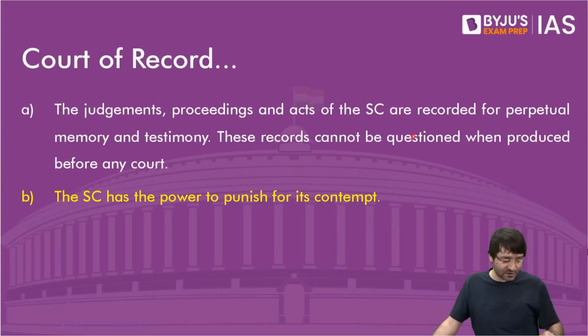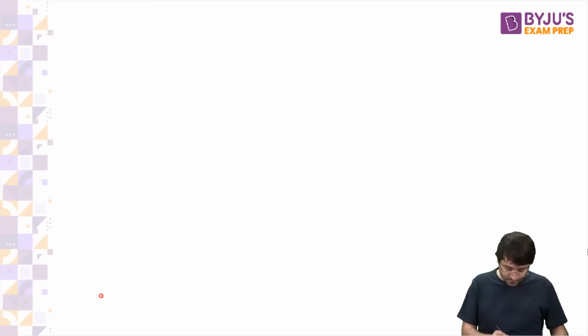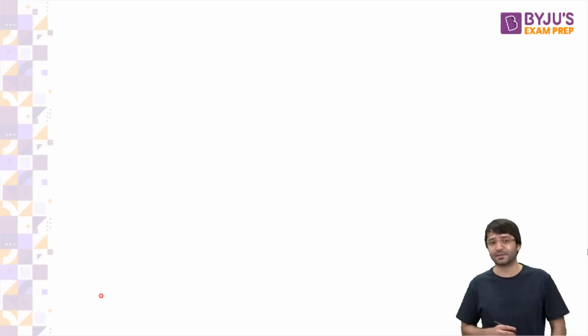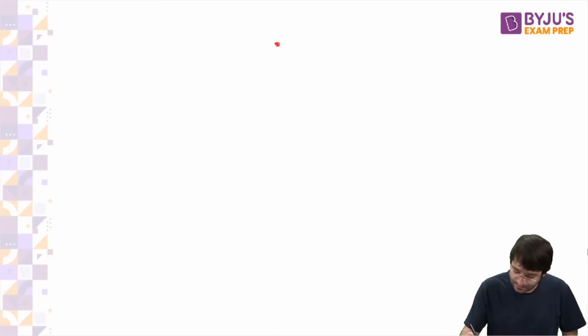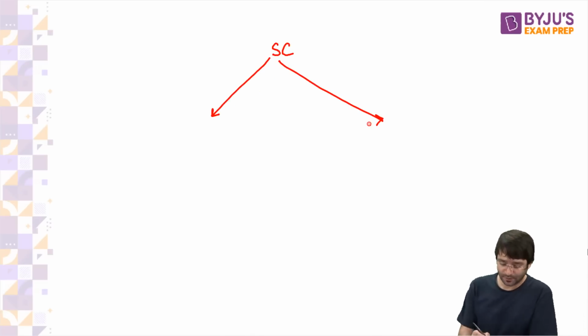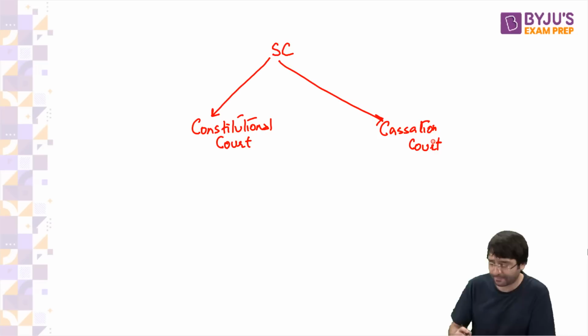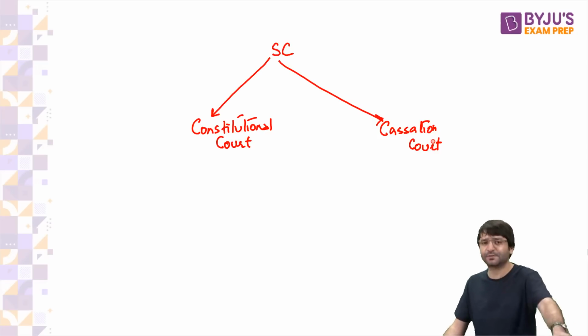If not regional benches, then perhaps we need to reimagine the Supreme Court. Reimagine in the sense that this Supreme Court, which is in Delhi, should be split into a constitutional court and a cassation court. Why? What is the difference?